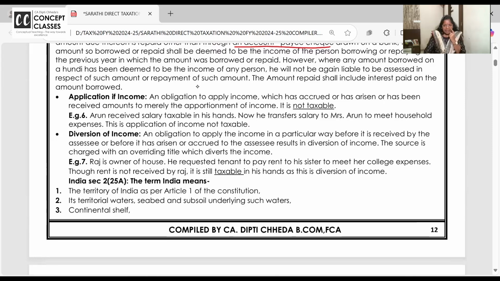Now, the last concept before we close for today is this two-bit, and then we will close. Application of income and diversion of income. This also I'll explain in my own way. This is like a law-like term. So this is done, special income, special rate.